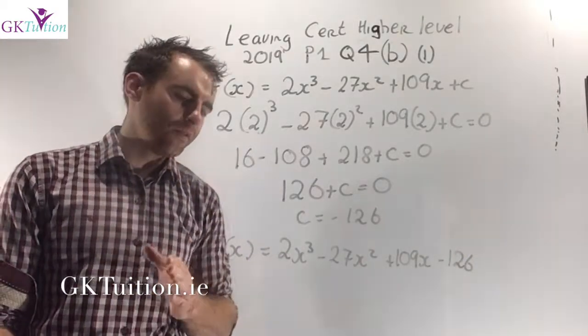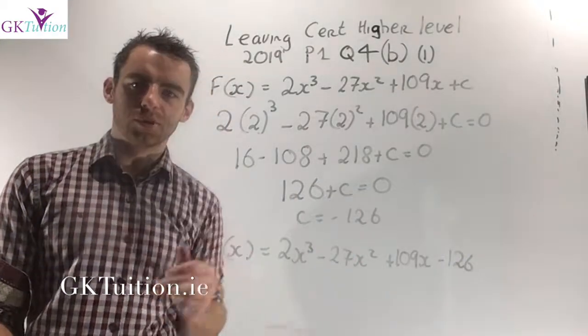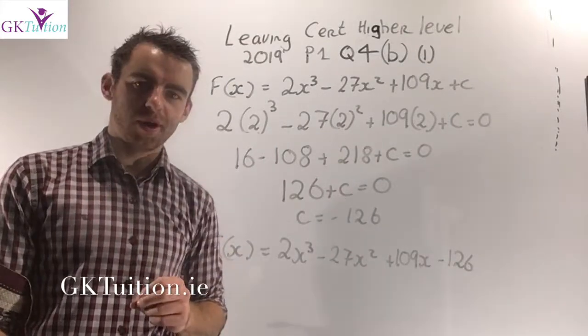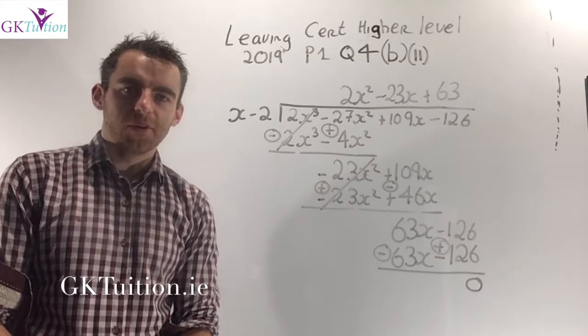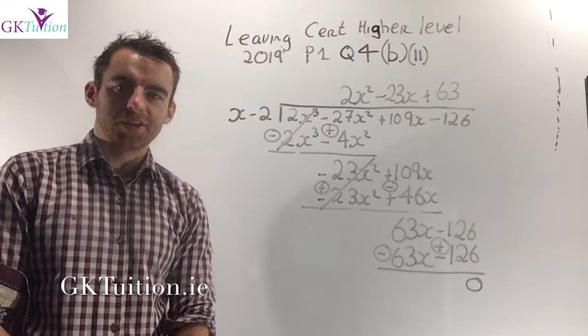So to finish it off, I suppose all we need to do is just rewrite our function. And that's our final answer for this part of the question. In the final part of this question, we're asked to find the coordinates of b and the coordinates of c.